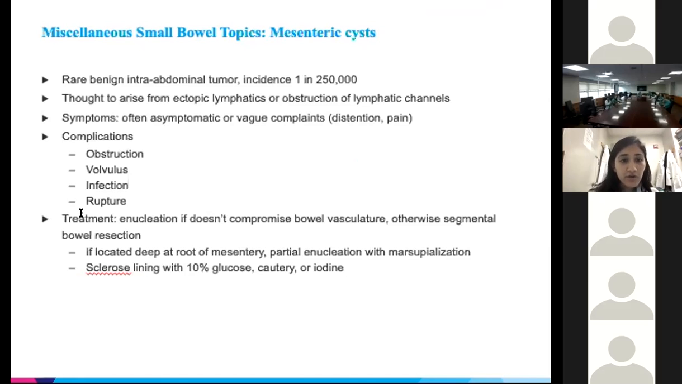Complications with really large mesenteric cysts can include obstruction, volvulus, infection, or rupture of the cyst. Treatment: usually when you find these incidentally on a CT scan, it doesn't warrant any treatment. But if they do cause any symptoms, you can enucleate if it doesn't compromise the bowel vasculature. Otherwise, a segmental bowel resection is required. If it's located deep at the root of the mesentery, then a partial enucleation with marsupialization of the cyst is what you need to do.